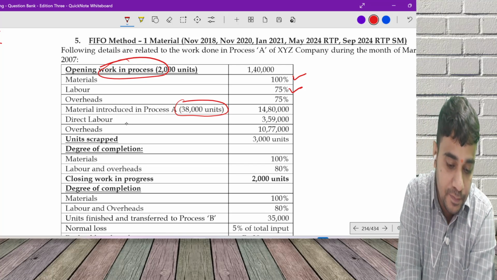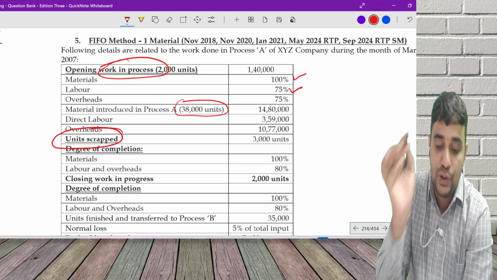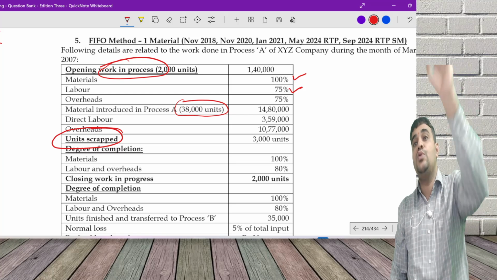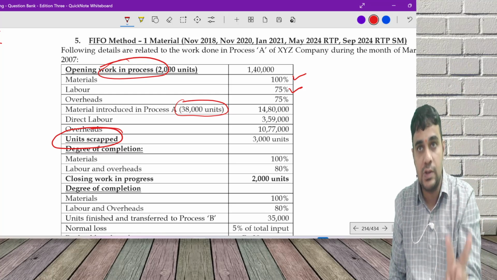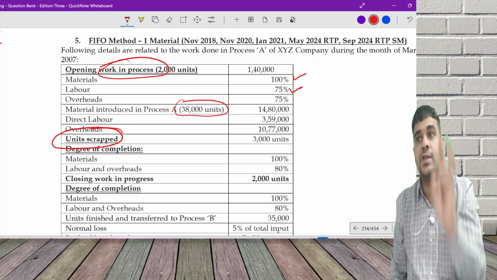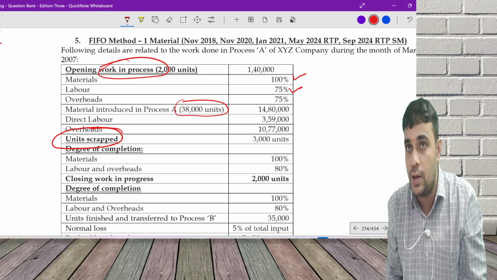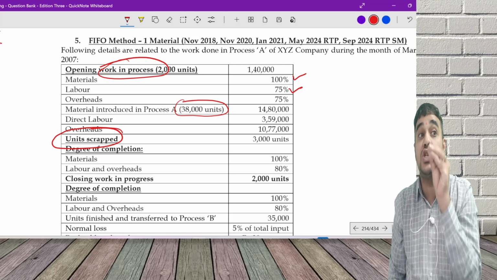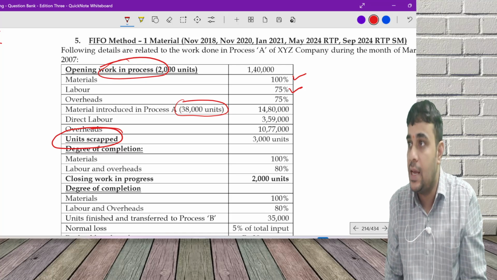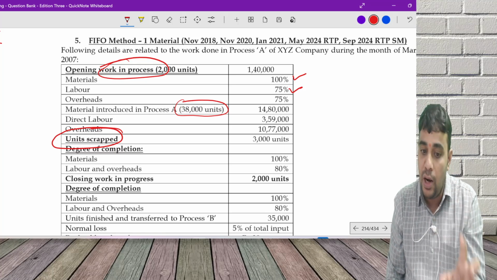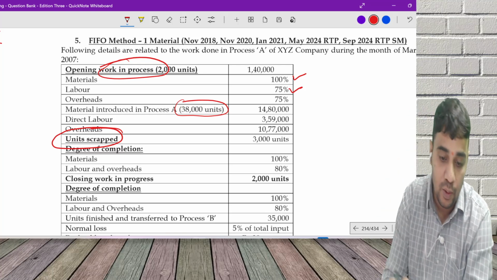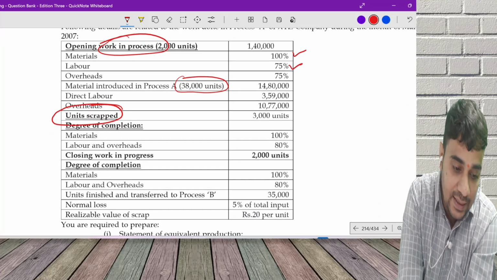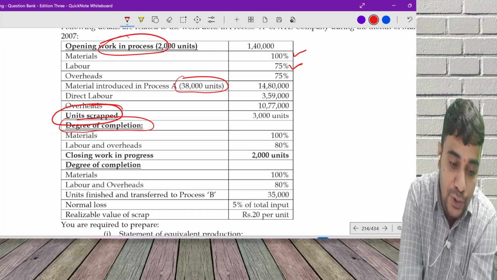Units scrapped. What does units scrapped mean? Units scrapped means actual loss. That is, normal loss plus abnormal loss minus abnormal gain. Now they are saying there is a degree of completion for units scrapped.